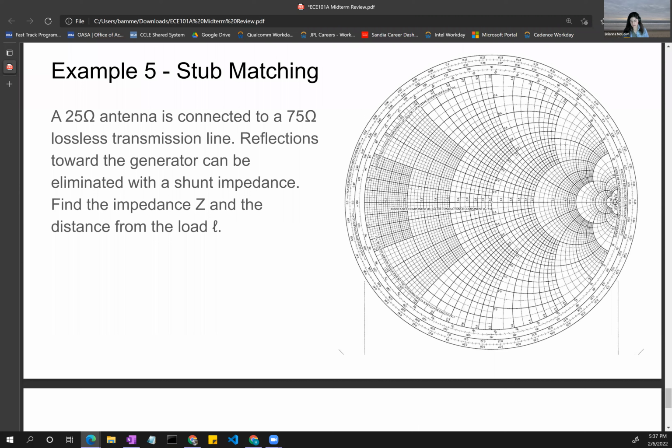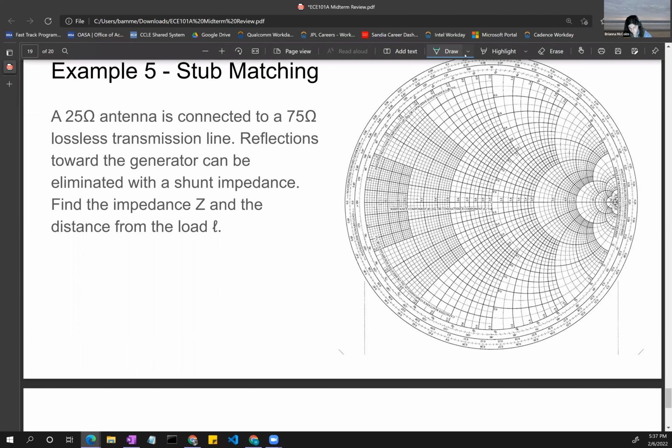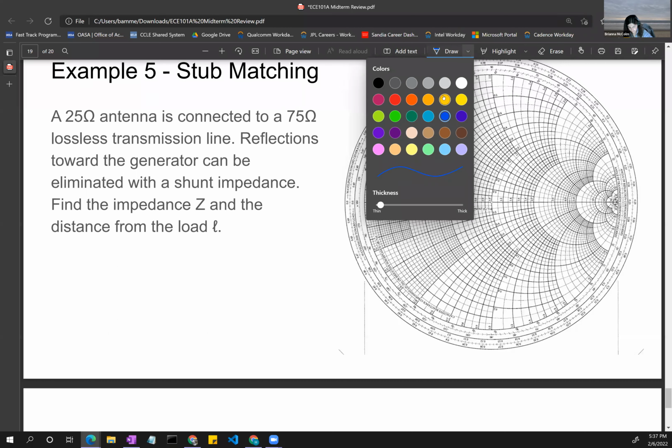If you have a 25 ohm antenna connected to a 75 ohm lossless transmission line, you want to eliminate reflections back toward the generator by adding an impedance Z at a distance L from the load. So this problem is looking for the impedance Z and the shortest distance L. You can actually add a lot of distances of L just by going around the Smith chart, but you typically want the shortest distance of L. To start off this problem, we're going to normalize the impedance.